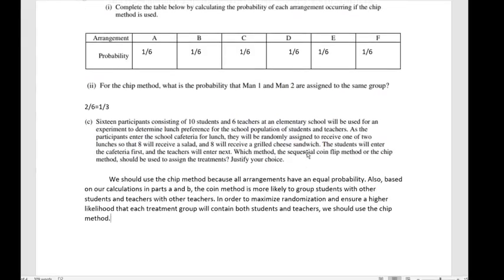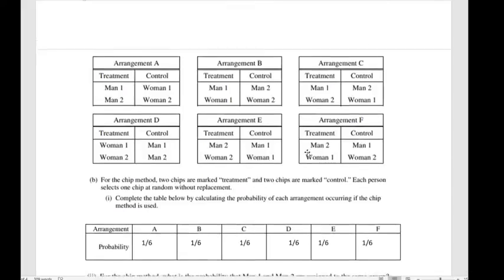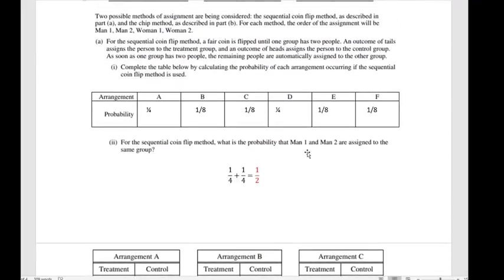So in terms of method, for the coin flip method, everybody who walks in has a 50-50 chance of being assigned to either group, and we just stop randomizing after we fill up one of the groups. So because of the order in which people were assigned to those groups, that led to it being more likely that the two men are placed together.